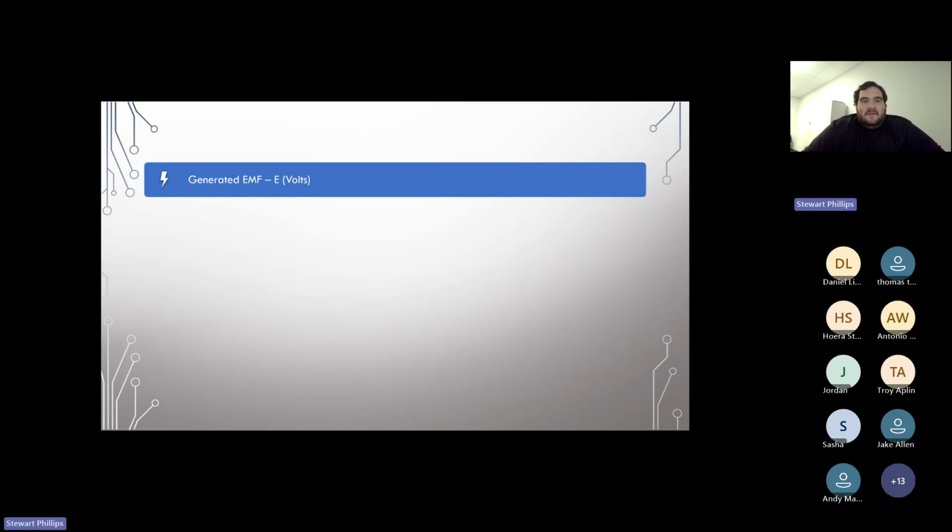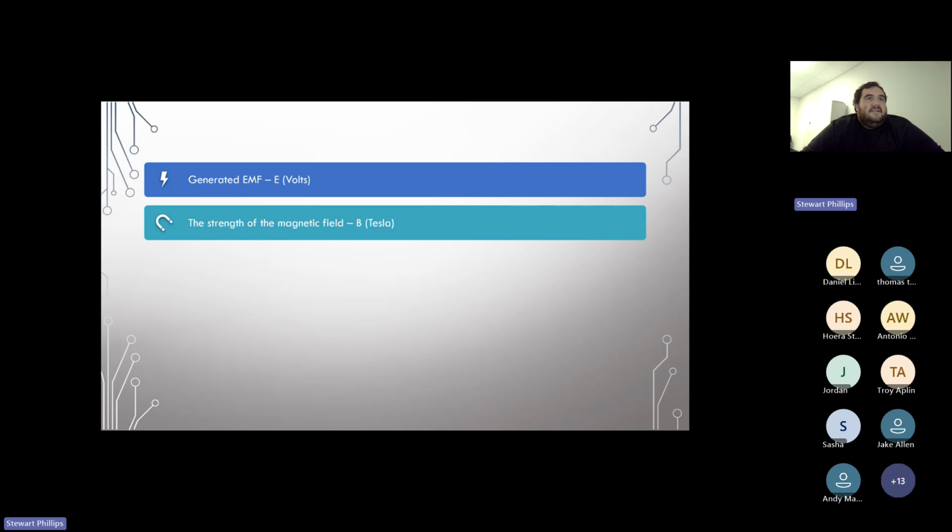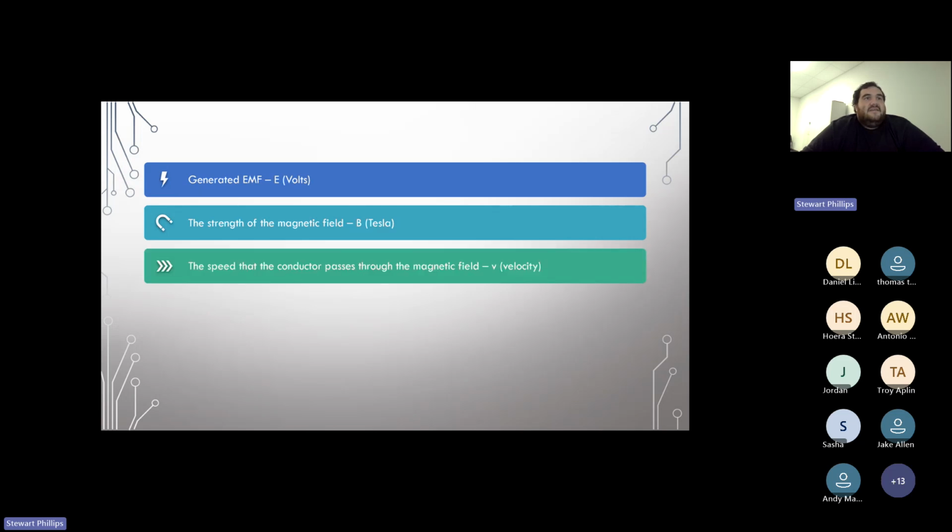So generated EMF is E, which is voltage. The strength of the magnetic field is B, measured in Teslas. The speed the conductor passes through the magnetic field is V, velocity.